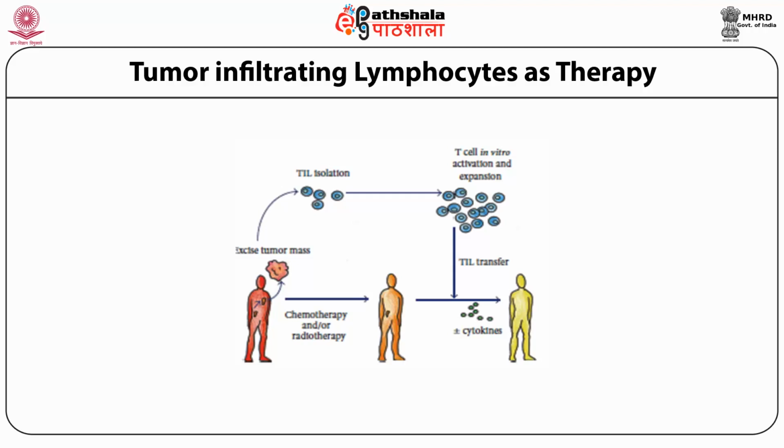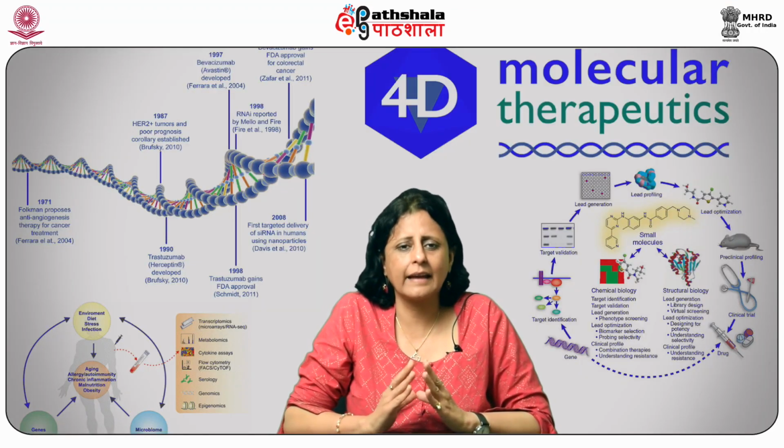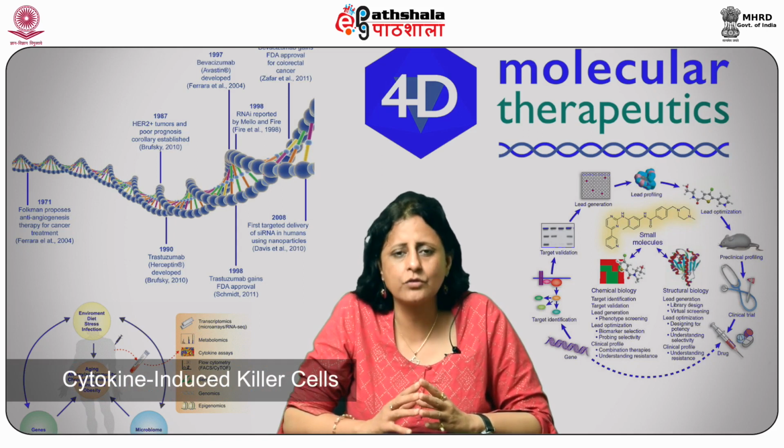Now these TILs are transferred into the patient, where they release cytokines, and those cytokines help them to reduce the tumor mass. Therefore, along with chemotherapy and radiotherapy, this is called adjuvant therapy or adjuvant cellular therapy. There are other kinds of cells like cytokine-induced killer cells.